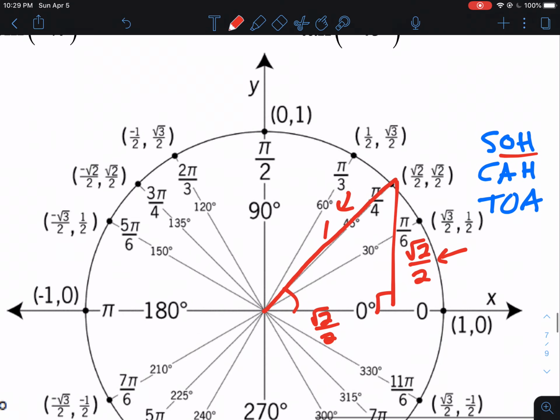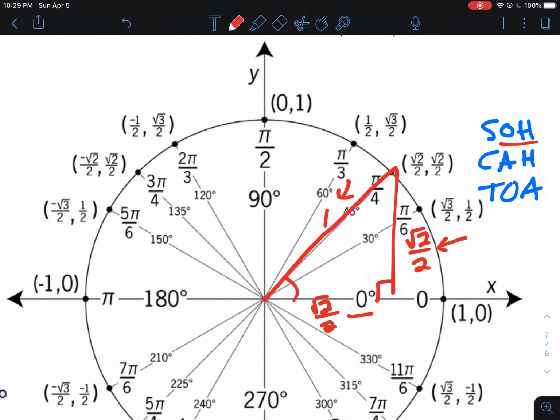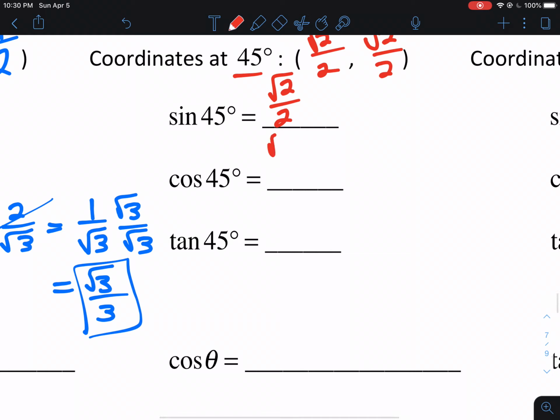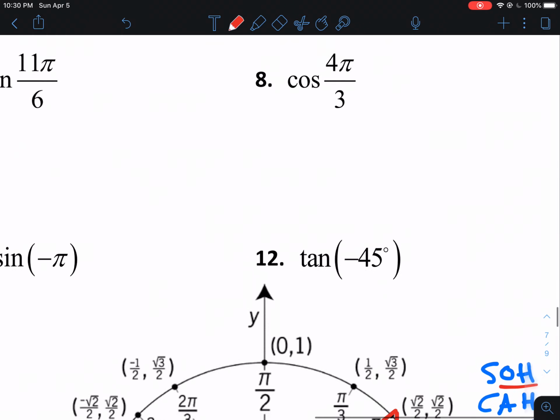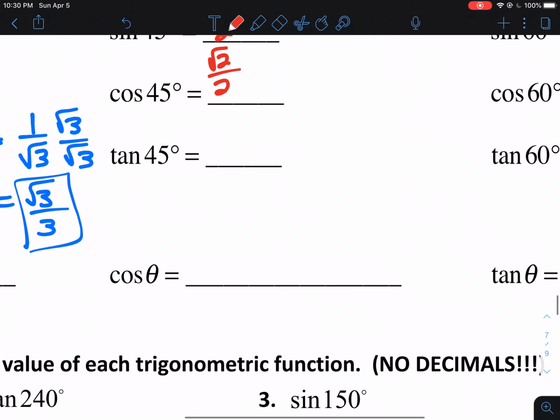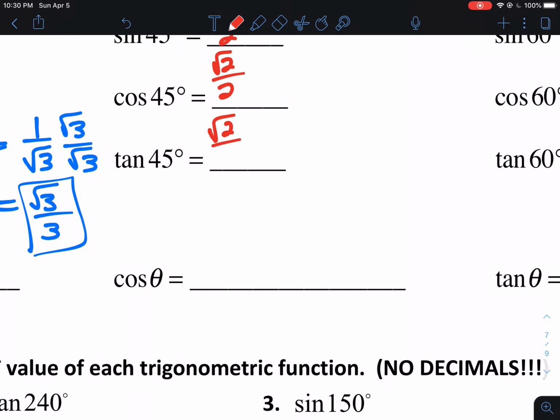Likewise, for cosine, we're going to be taking our adjacent side, which is square root of 2 over 2, divided by our hypotenuse, which is still 1. So that becomes square root of 2 over 2, divided by 1, which is just square root of 2 over 2. Lastly, for tangent of 45 degrees, we're going to take our opposite side divided by our adjacent side. So that's going to be square root of 2 over 2, divided by square root of 2 over 2.